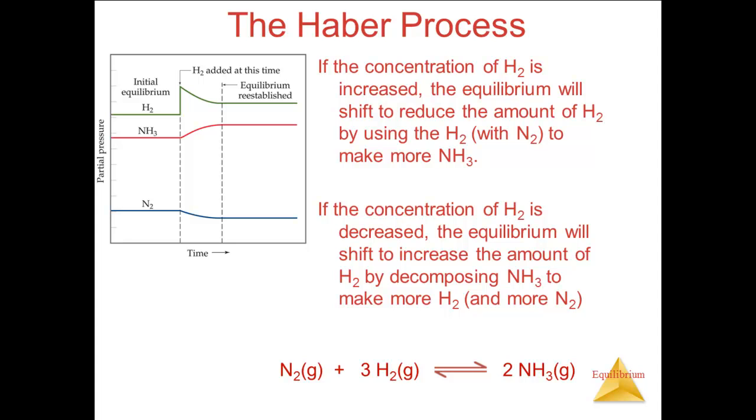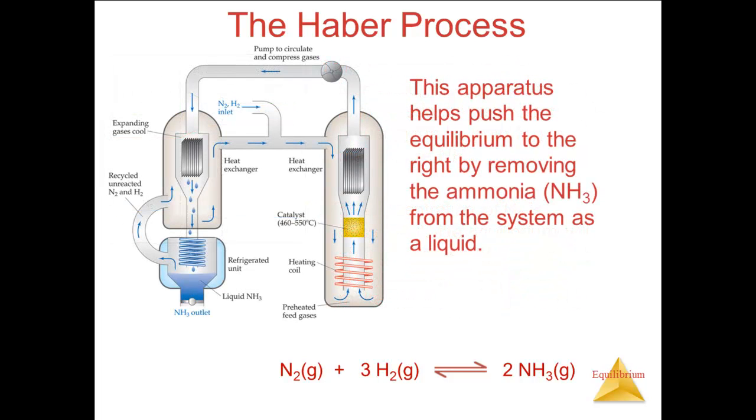In general, the system shifts away from what is added and toward what is taken away. In the industrial process, where we want to make more NH3, one of the things that is done is to remove the NH3 that is produced by getting it to condense into a liquid. This helps push the equilibrium to the right.